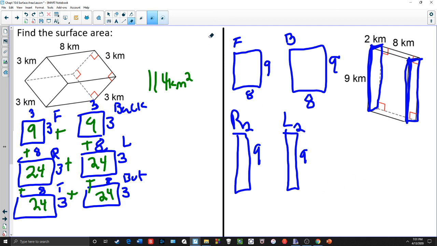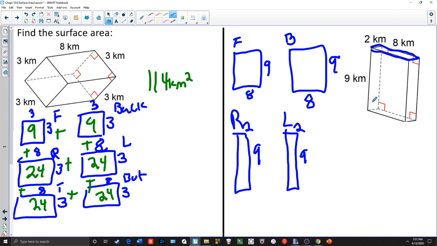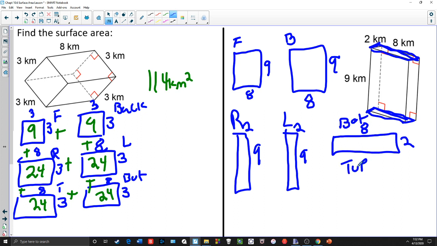And then I have my top and bottom, right? So I have my top piece, which is here. And then my bottom piece, which is down here. And again, same deal. 2 by 8, 2 by 8. So here we have 2 by 8 for my bottom. And then here for top, we also have a 2 by 8 or an 8 by 2, depending on how you want to say it.